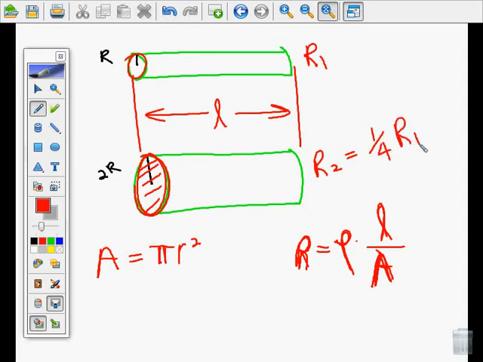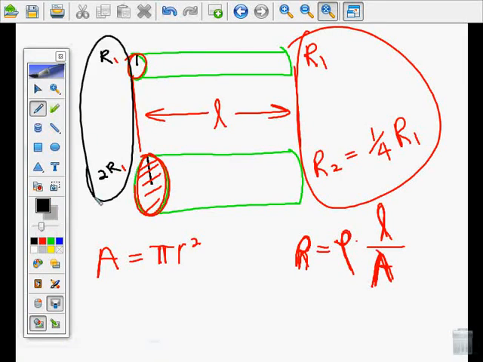Oh, this is tricky though, because over here it's resistances, and over there these are radii. Sorry about that. These over here are resistances. These over here represent the radius.